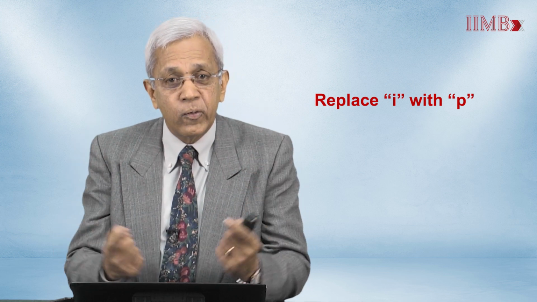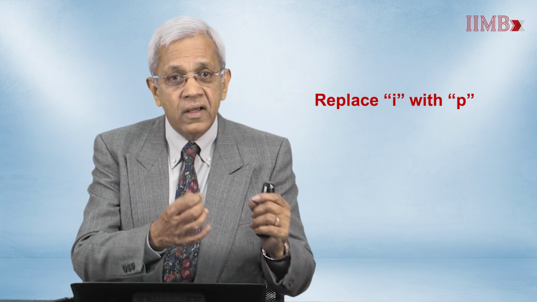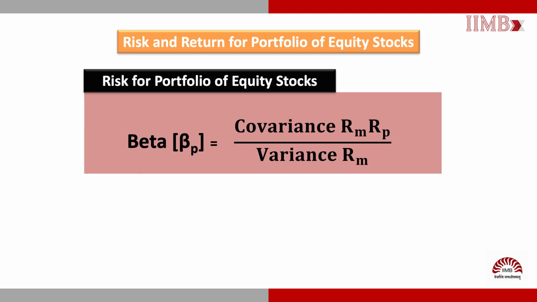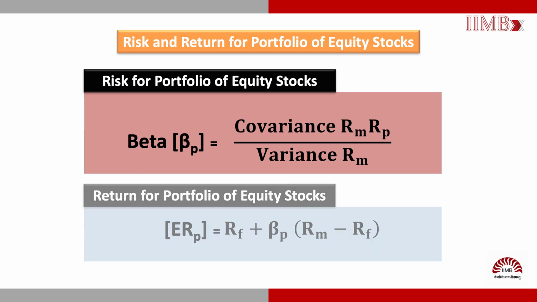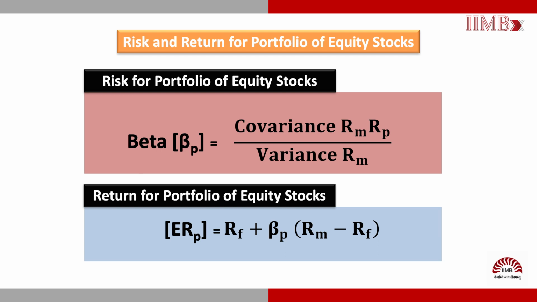The above theories and formula would be identical if we replace a particular stock i with a portfolio of equity stocks like a mutual fund P. Hence, the risk and the expected return of a portfolio of equity stocks would be beta P is equal to covariance of Rm and Rp divided by the variance of Rm, and E(Rp) will be equal to Rf plus beta P into (Rm minus Rf).